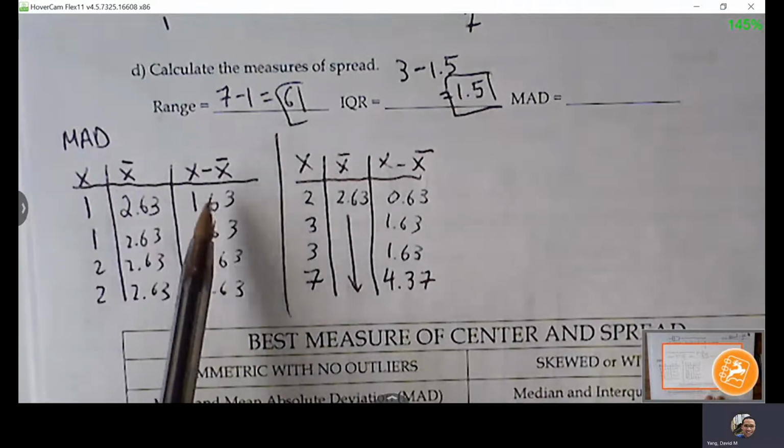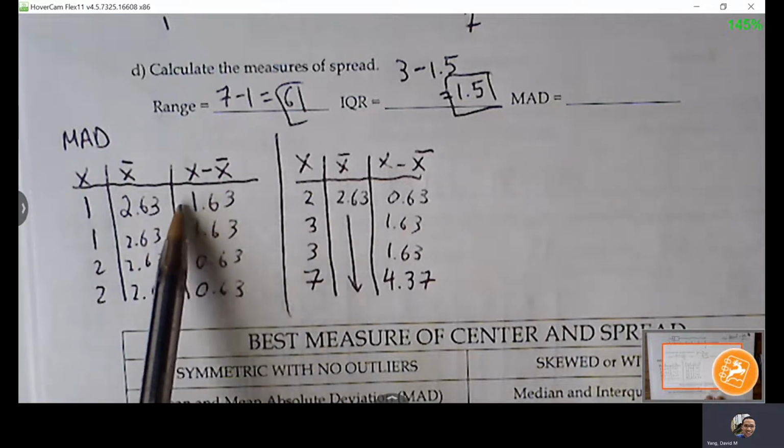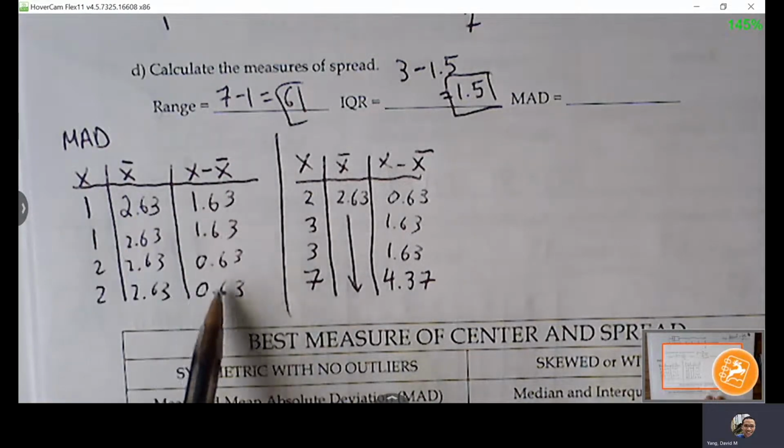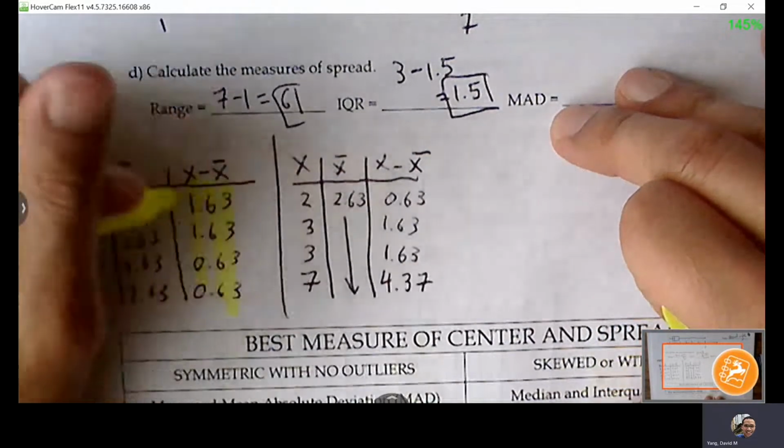Make sure that your x minus x bar are only showing positive numbers. If you get a negative number, just convert all the differences to be positives. So we're going to add all these and divide by 8.